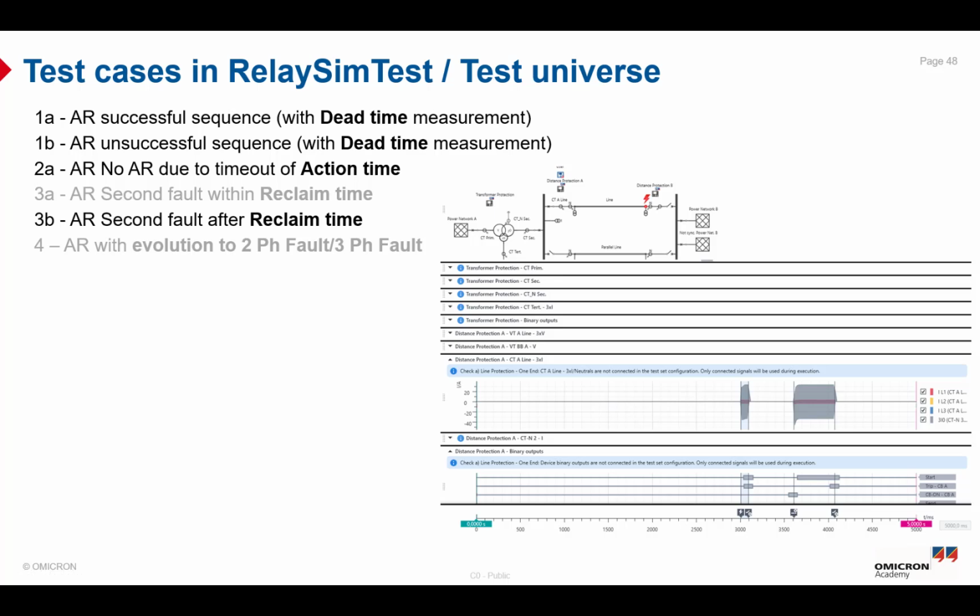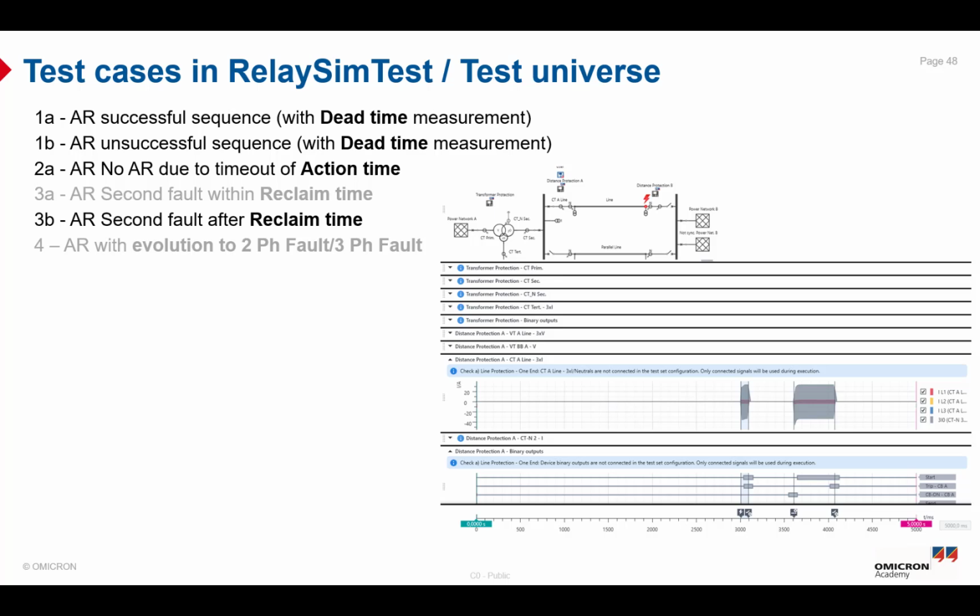Last but not least, AR with evolution of a two-phase or three-phase fault. In this test, we want to test the relay reaction to a fault evolving from one phase to a two-phase fault or three-phase fault. In our protection relay, the AR function is configured to block itself in case of detection of such an event, so it works with single phase only. It depends on the relay configuration and on the design parameter settings of the AR.